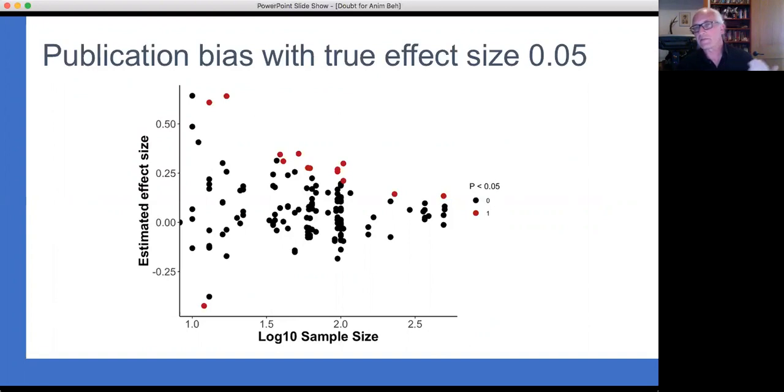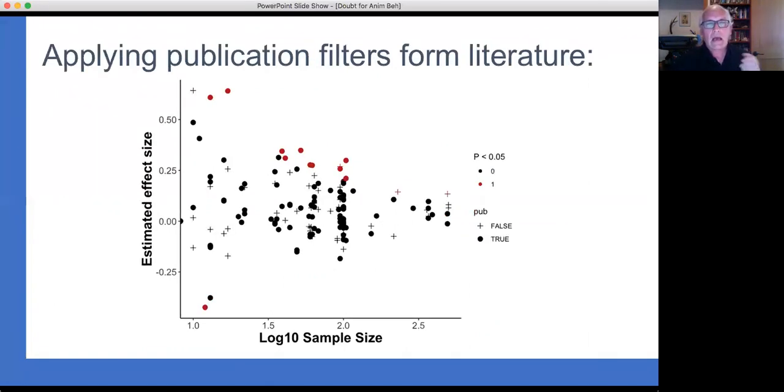Let's say the truth is about 5%. The null hypothesis is 0. All the ones that I've shown in red here had a p-value less than 0.05. The ones in black did not find a significant difference from the null hypothesis.